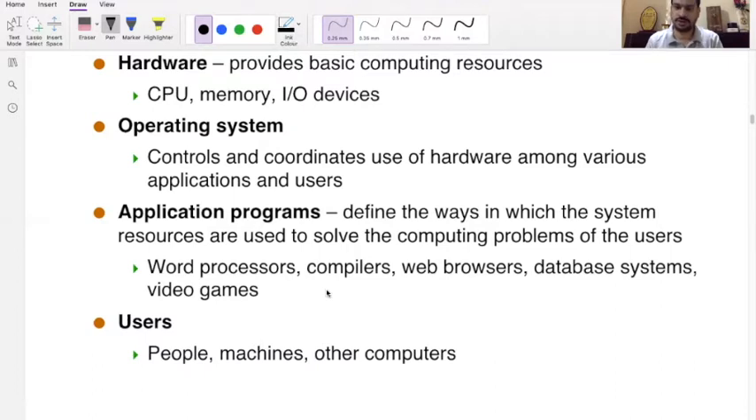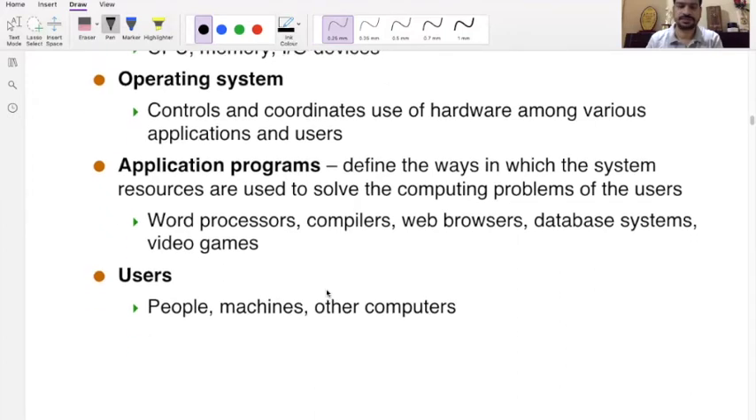I should browse the internet. I should write something in the word processor with the help of that. I should do some programming with the help of the compiler. I should store data with the help of the database, or for entertainment I play video games. So all those things are there, and that's why I am using it. Otherwise, it is of no use.